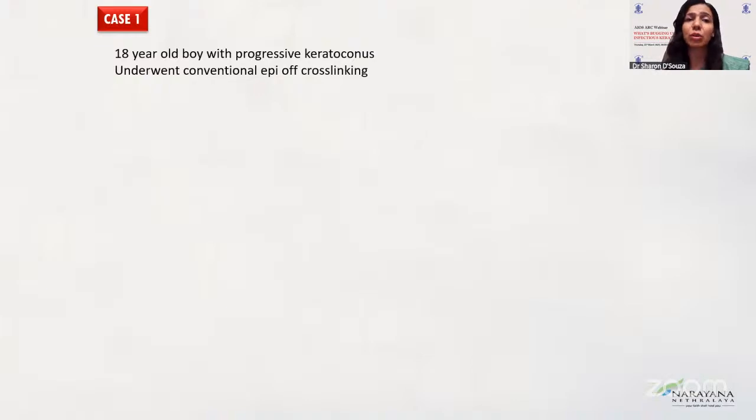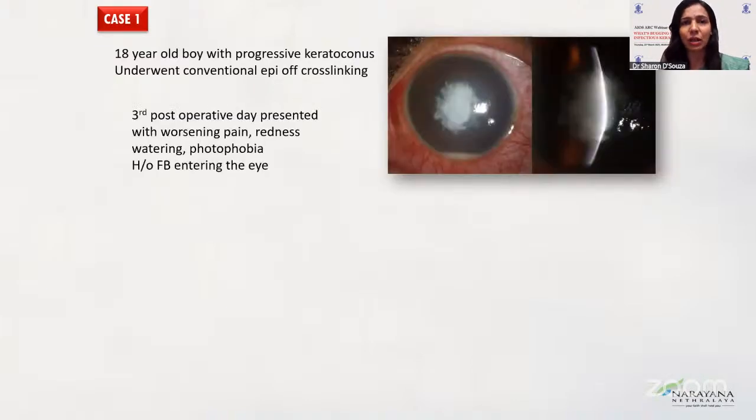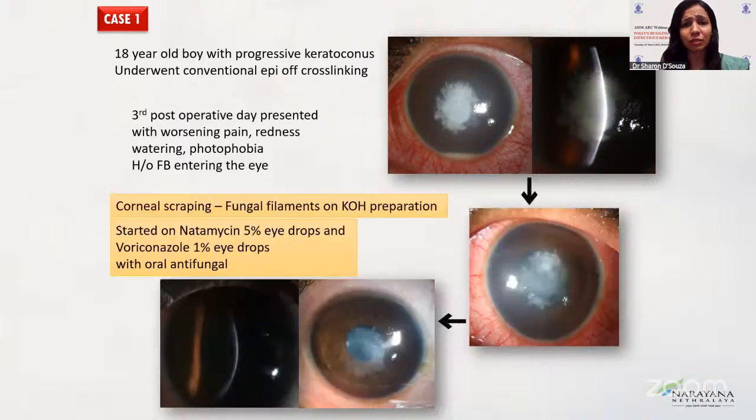This was an 18-year-old boy who underwent a conventional epi-on cross-linking. Third day post-operative, he presented with this picture with worsening pain, redness, photophobia. And you can see the classic, very fluffy kind of infiltrate with the feathery margins. And this, without a doubt, even before you send for microbiology, it's going to be fungal keratitis. And sure enough, the corneal scraping on the KOH preparation showed fungal keratitis.